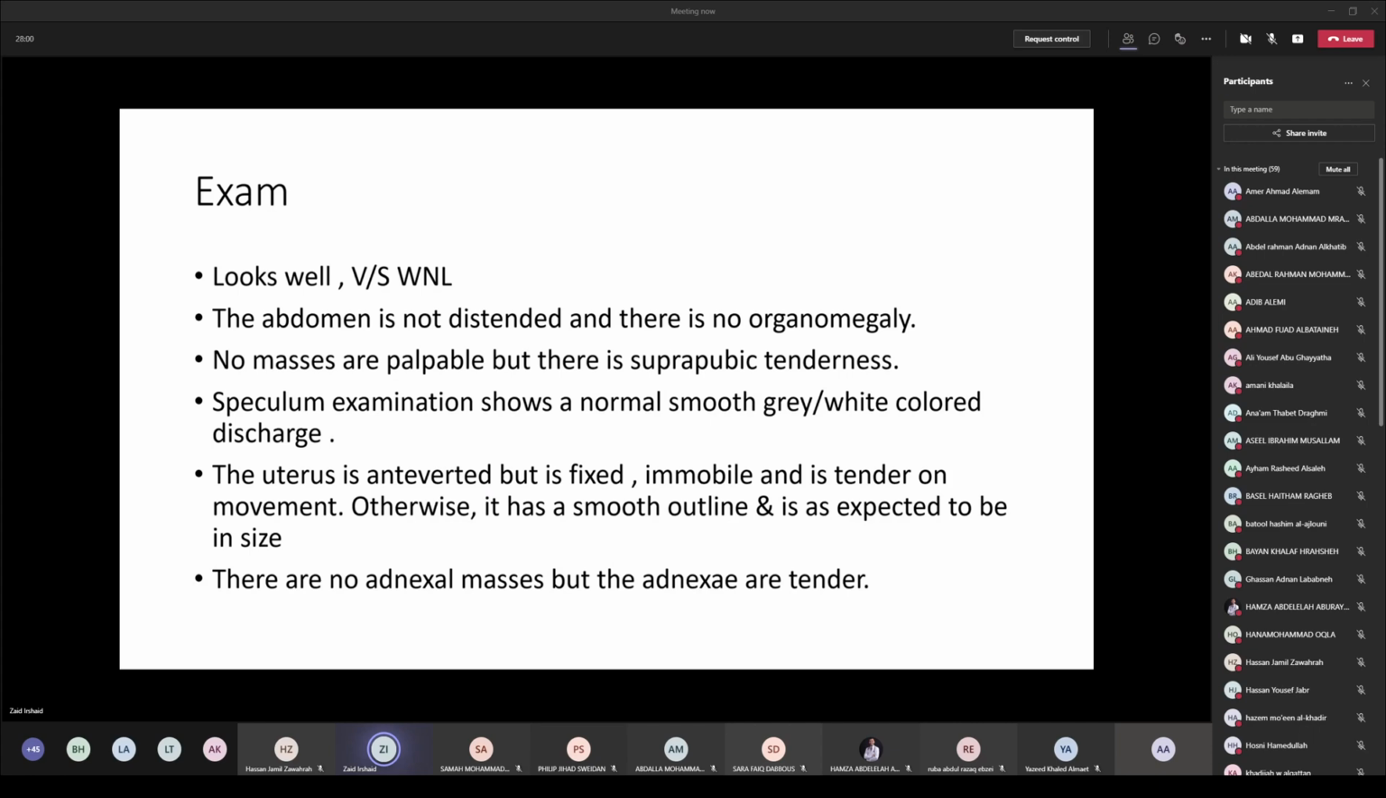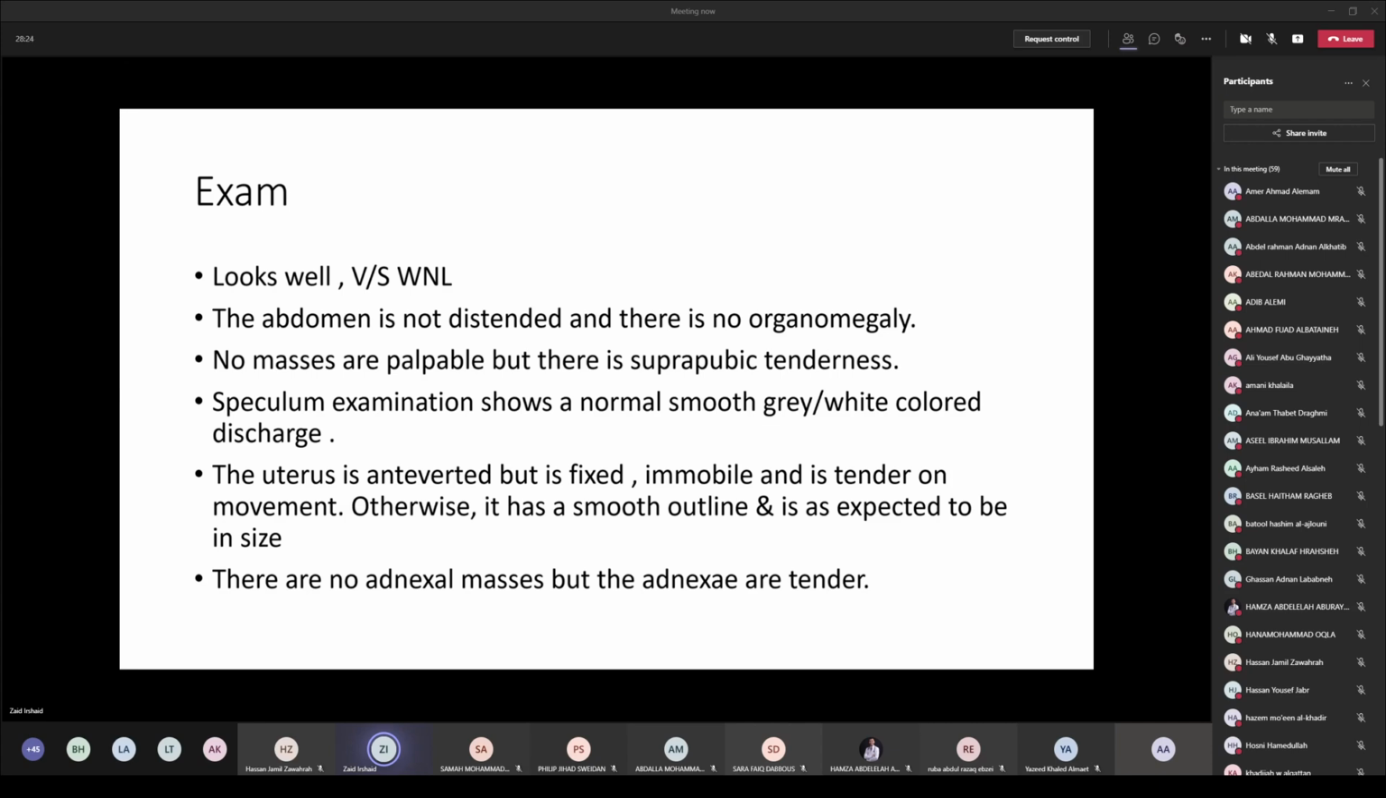After performing our exam, the patient looks well. Her vital signs are all within normal limits, and the abdomen is soft and lax, not distended, with no organomegaly. There were no masses palpable, but there is suprapubic tenderness. The speculum, on the other hand, shows a normal smooth vagina with a gray-white colored discharge.